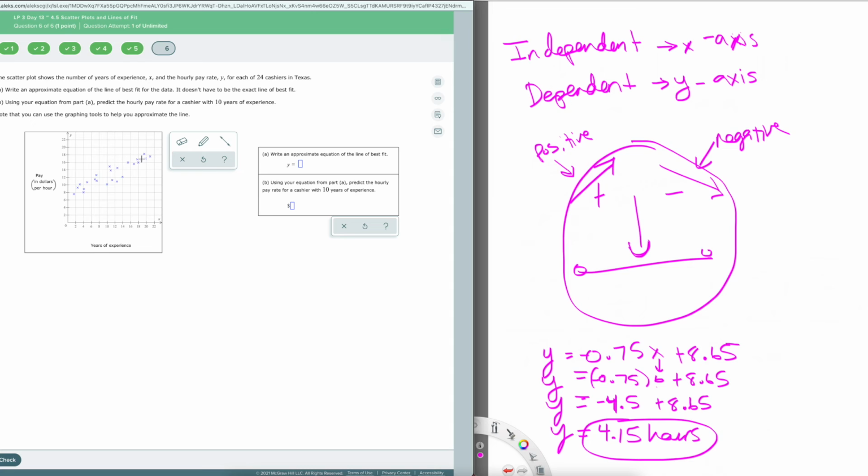So we're going to write an approximate equation of the line of best fit for the data. It doesn't have to be an exact line of best fit. We're just kind of guessing. This is where I think it's an intelligent guess. We don't want to just throw a line on anywhere, but we're just kind of guessing. This is where I think it is. So the best way to do that for part A is to literally put a line on here.